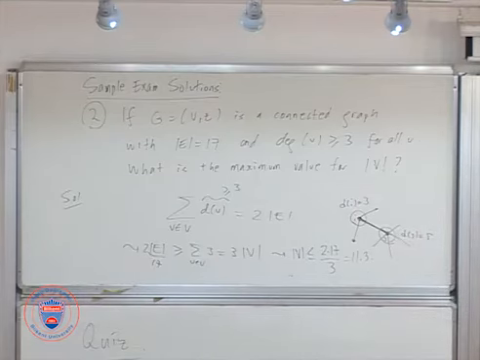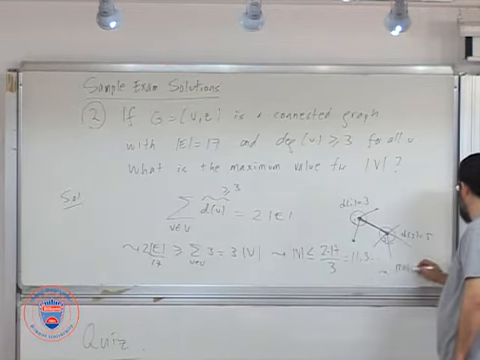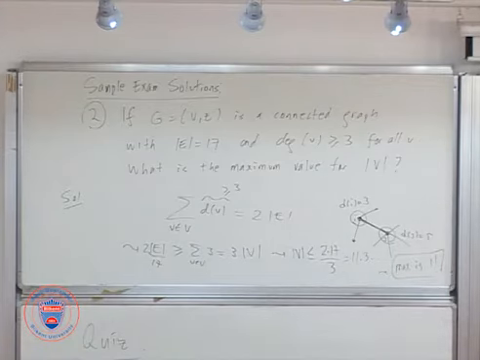So what's the maximum value we can take? 11. Because it has to be an integer, it has to be smaller than this. So the maximum is 11. This is all you do. You just remember this formula and use it efficiently, and then you have a solution.